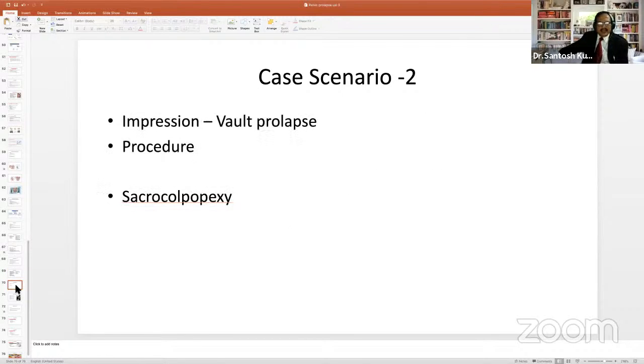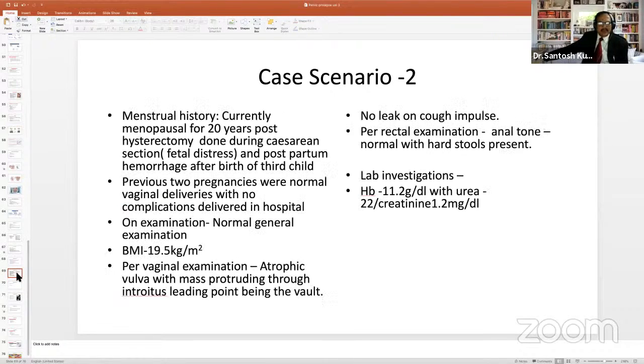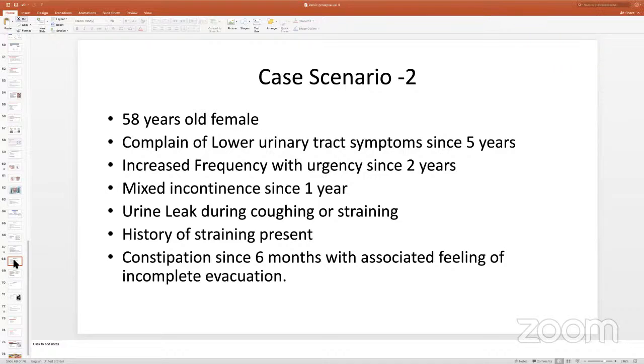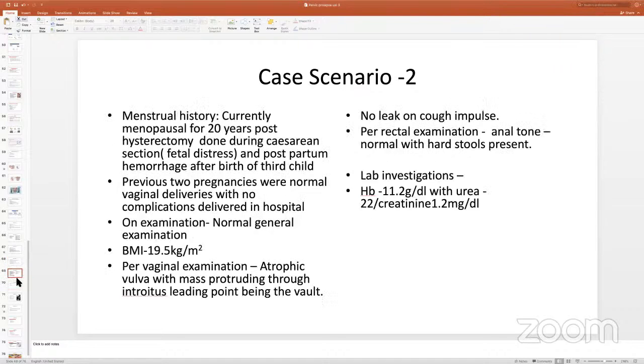Now anybody can take this management. Any resident want to discuss how they will manage this case? I think they are not very confident of discussing.